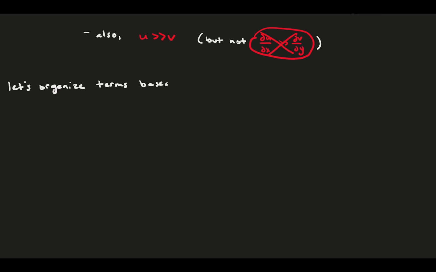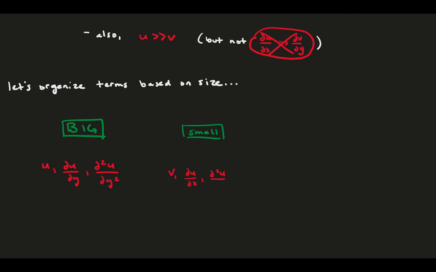Soon, we will be comparing terms and deciding which to get rid of based on size. So let's sort the terms into whether they are considered to be big, small, or tiny. U and y derivatives of the u velocity are the biggest. Next up, we have v and y derivatives on v, as well as the streamwise derivatives on u. These are small, but not too small. Last, we have the tiny terms, streamwise gradients of v. We can organize these like this because of generally how we've observed boundary layers to behave.